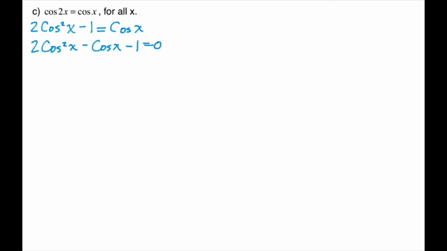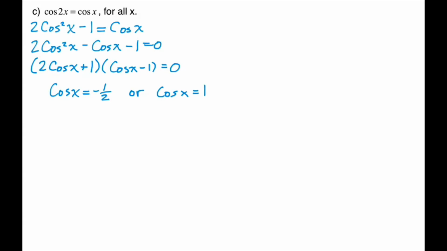And from here, we can put it into factored form. Use whatever method that you need to, whether it's box method or decomposition. If you're not sure how to do the factoring component, make sure that you talk to me and I can certainly give you a hand with that. And once you have it in factored form, you know that either 2 cosine x plus 1 is equal to 0 or cosine x minus 1 is equal to 0. So if I solve each one of those scenarios, we're going to have either cosine x is minus a half or cosine x equals 1.